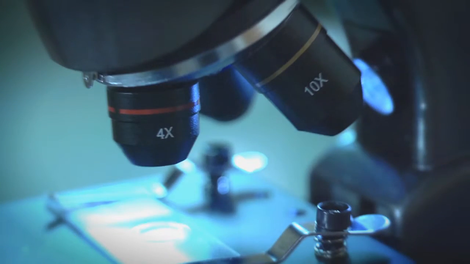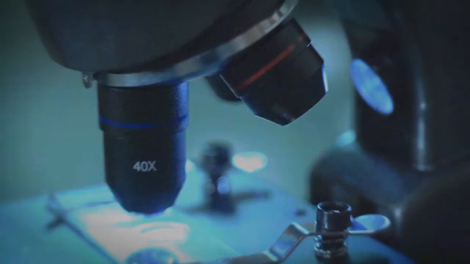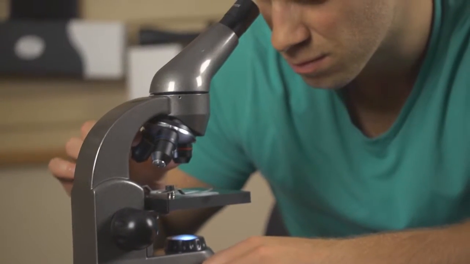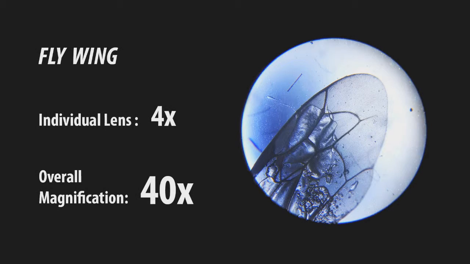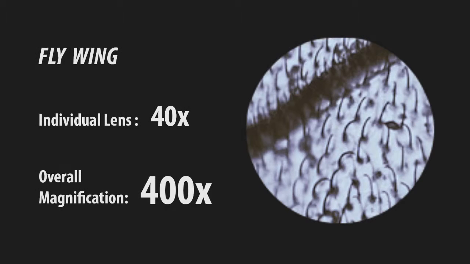The lenses we've included have a power of 4, 10, and 40. But in order to know the overall magnification of a microscope, you need to multiply the power of the objective lens with the power of the eyepiece. When combined with the included 10 power eyepiece, you end up with the ability to magnify 40 times, 100 times, or even 400 times.